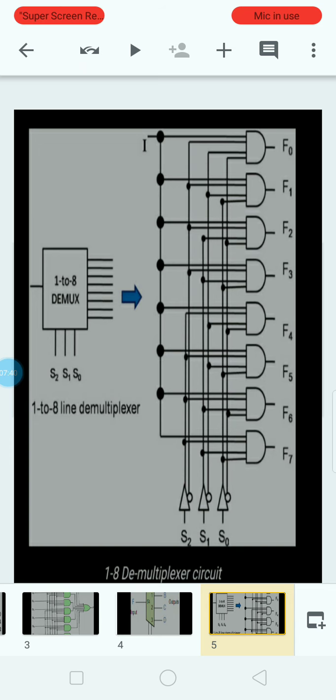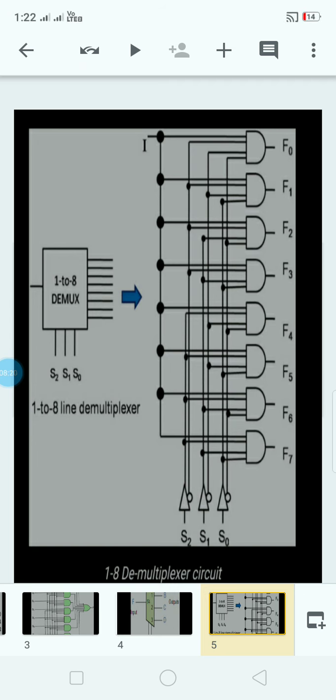Now, what do you mean by a 1 to 8 demultiplexer? Just look at the diagram. The demultiplexer is also called a data distributor, as it has one input, 3 selection lines and 8 outputs. A demultiplexer takes one single input data line and then switches it to any one of the output lines. This is the 1 to 8 demultiplexer circuit diagram. It uses 8 AND gates for achieving the operation.